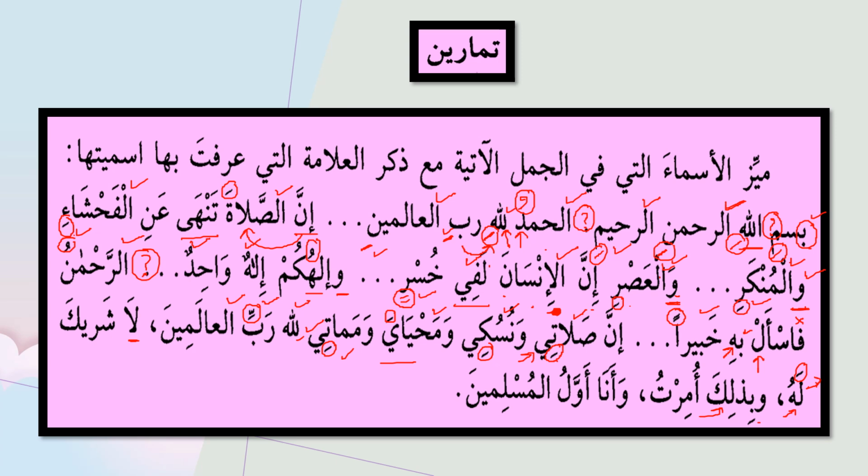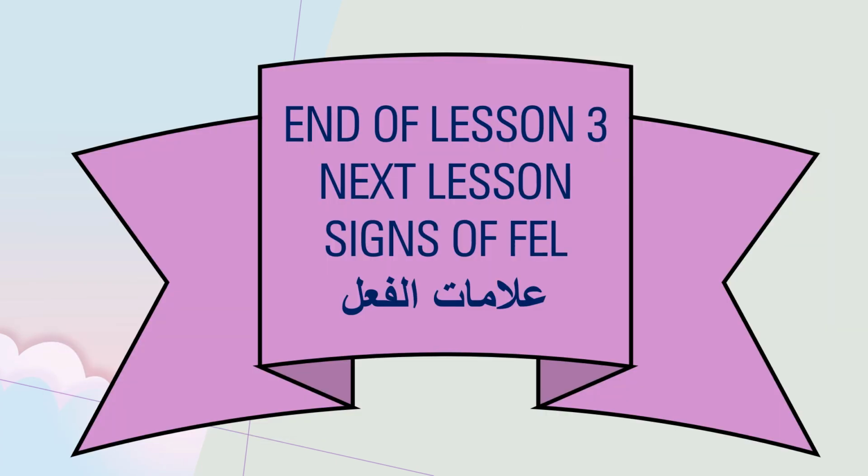Wa ana awwalu al-muslimin. Awwalu, al-muslimin, there is a sign, lam tarif, it's our noun. So here you see there are a lot of signs in the nouns, and that's how you recognize a noun. So this is the end of the lesson about the signs, or the alamas, of the noun. The next lesson will be on the signs of the fail. Alamatul fail means how you are going to recognize that this particular word is a fail.